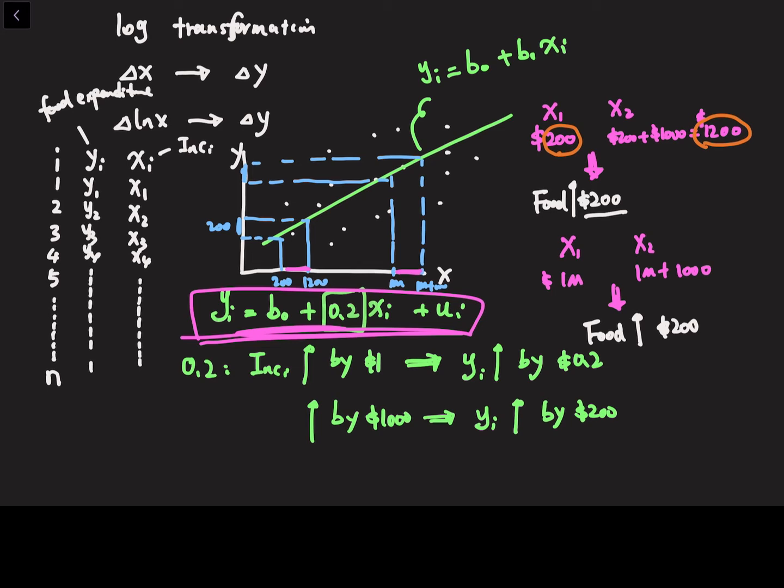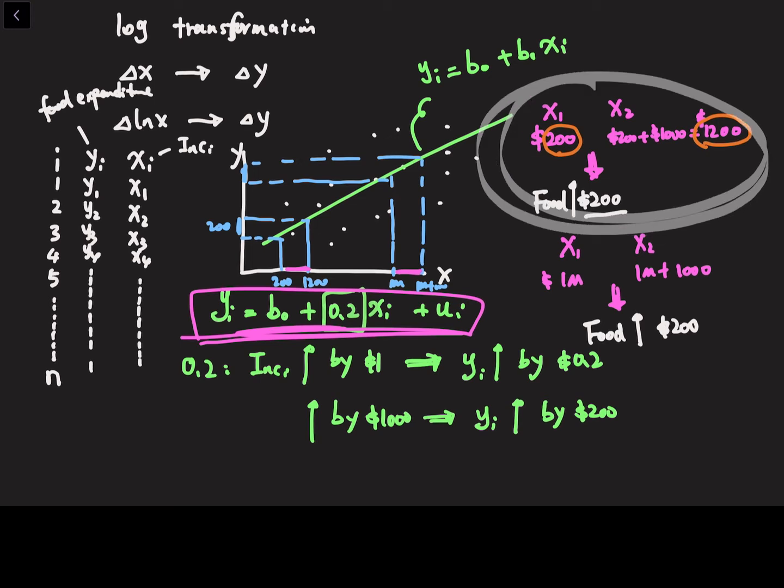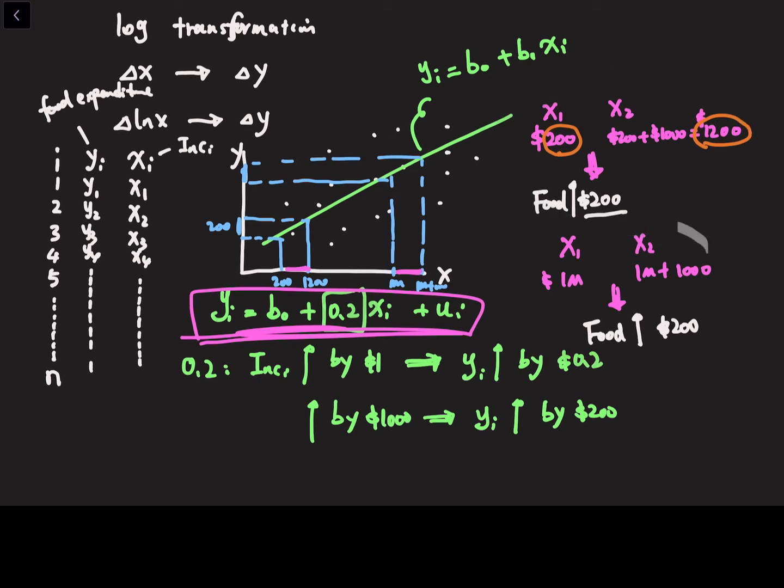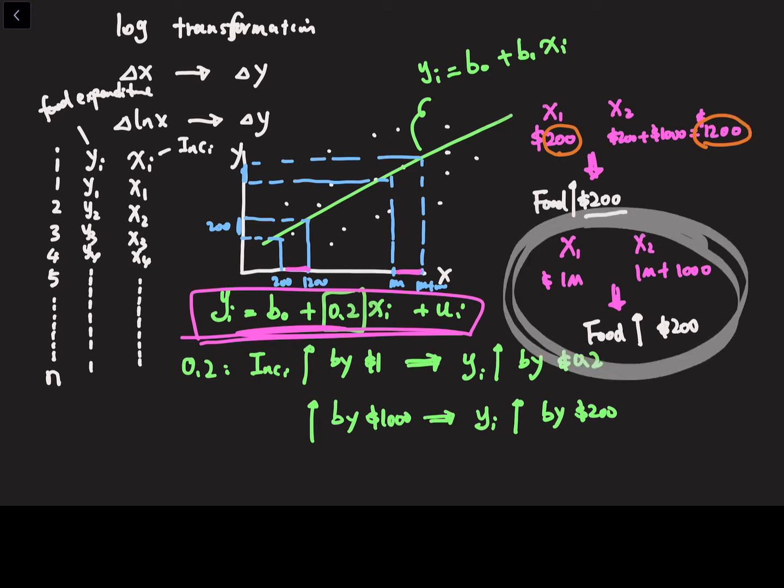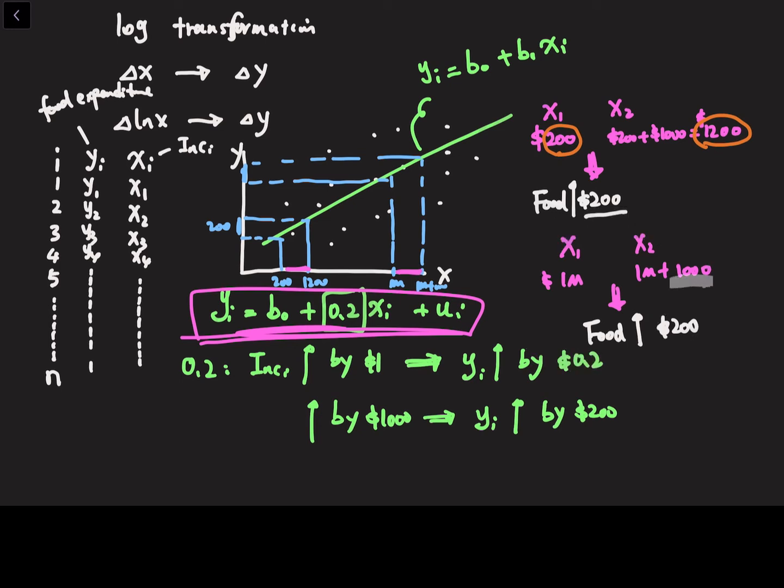So apparently, you should compare these two cases, right? One is this $1,000 increase from $200 to $1,200, and food expenditure increased by $200. In the other, this person's income increased from $1 million to $1 million plus $1,000, and the food expenditure also increased by $200. Apparently, this much increase in food expenditure might not be due to this $1,000 increase in income, because $1,000 compared to this initial family income of a million is very little, right?